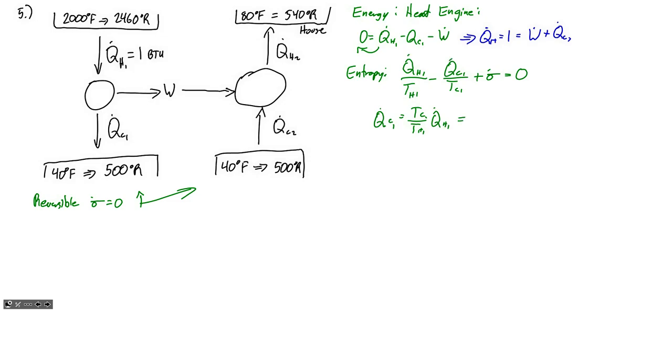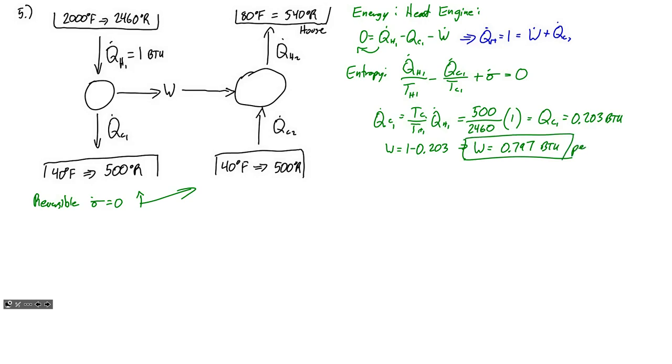Great. Carrying on. It's basically 500 over 2460 times 1, because that QH was 1 BTU as given. We get that QC is 0.203 BTU. And then just plugging back into the original energy balance, W is equal to 1 minus 0.203, and we get work is equal to 0.797 BTUs. So you get 0.797 BTUs per 1 BTU of heat energy coming in. Great. Now that you have that, if you look at the right-hand side of the problem, you actually have that W, and then everything just falls right into place, as one would expect, for the heat pump.